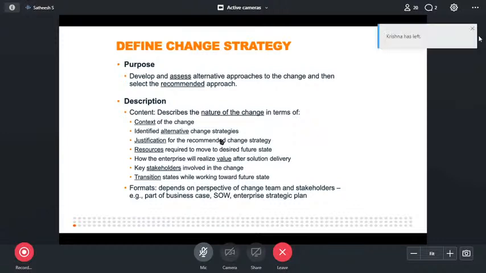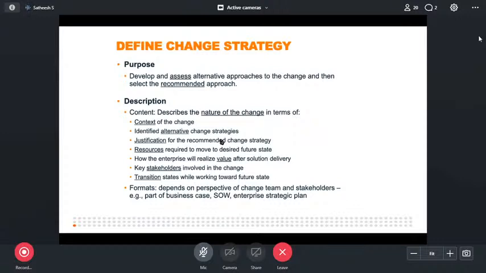You may have to take multiple forms, multiple times. During the journey from point A to point C, you may have to take multiple stops and do multiple transitions. So what are you going to do? Everything you will clearly outline in a document, and that document is called the change strategy document.